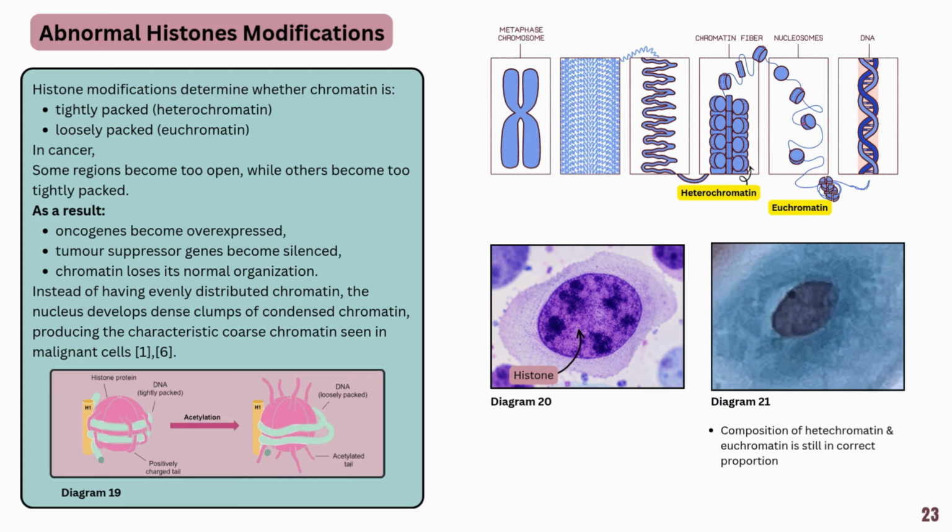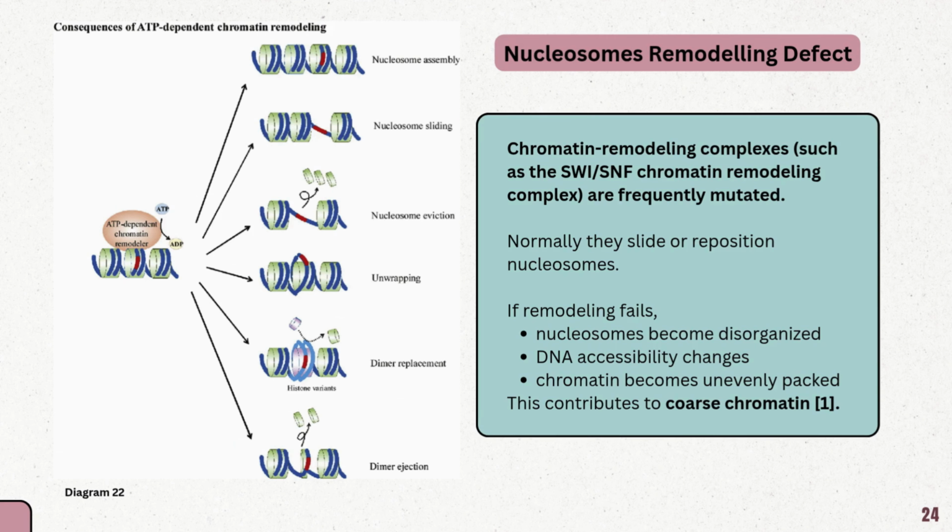Another factor is nucleosome remodeling defect. Histone modification and nucleosome remodeling are not the same. Histone modification changes chemical tags on histones, while nucleosome remodeling physically moves nucleosomes along the DNA. For example, the SWI/SNF complex uses ATP to slide nucleosomes away from a promoter, exposing DNA so that transcription can begin. If SWI/SNF is mutated, nucleosomes cannot move properly. DNA remains blocked or exposed in the wrong places, causing uneven chromatin packing and contributing to coarse chromatin.